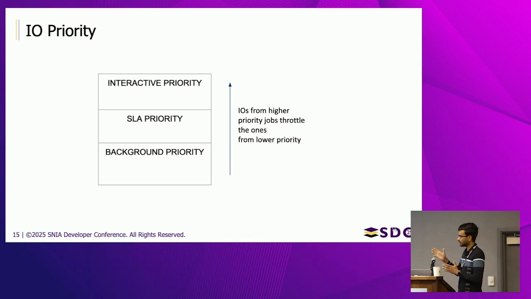So if we have an interactive priority job like restore running, it will throttle all the other jobs in the system to ensure that interactive priority jobs can run as fast as possible. But that is quite rare. So usually you will have SLA and background priority jobs only. And between these two, we try to prioritize SLA jobs while trying to ensure maximum resource utilization.